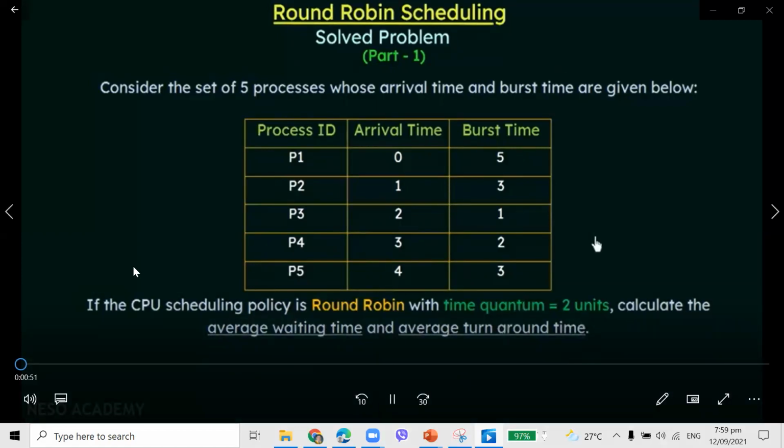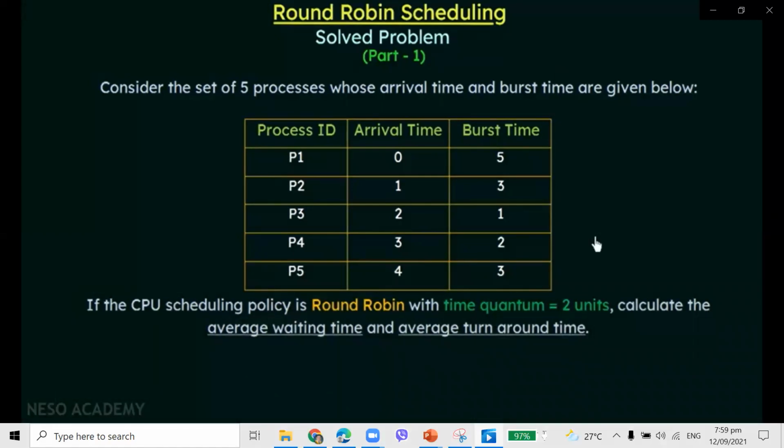This is a little bit different from the previous example that we discussed in the previous lecture, because in the previous lecture the arrival times were not given, and it was assumed that all the processes arrived at the same time. So it was a bit easy to calculate. But in this problem, the arrival times also are given for this set of processes. So we have to keep these arrival times in mind, and be very attentive when we are solving a problem of this kind.